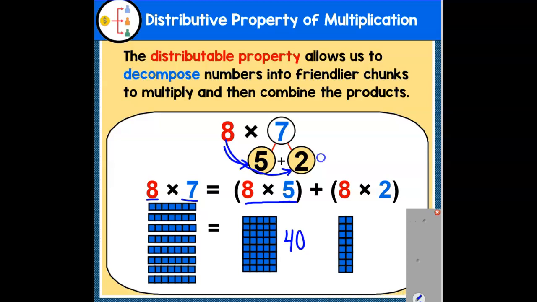8 times 2 is 16. So now I have 40 and 16, but because I broke them apart first, now I need to compose them or push them back together to get my total. So now 40 plus 16, 40 plus 10 more would be 50, plus 6 more would be 56.